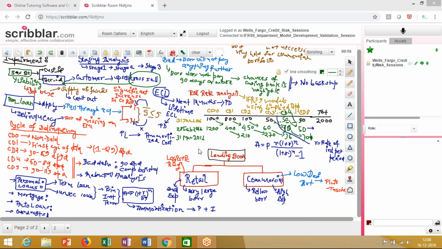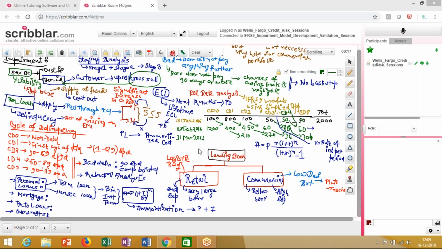There are multiple analyses that we had talked about, one of which was a roll rate analysis. The way to identify the bad definition is to find the bucket where, on average, once an account hits it, it hardly returns back to current. The point from where the roll rate suddenly increases is the cutoff.